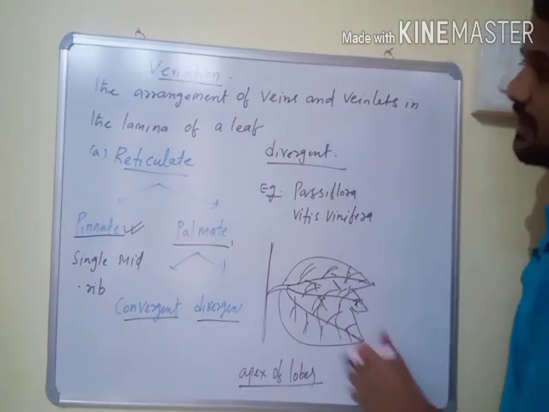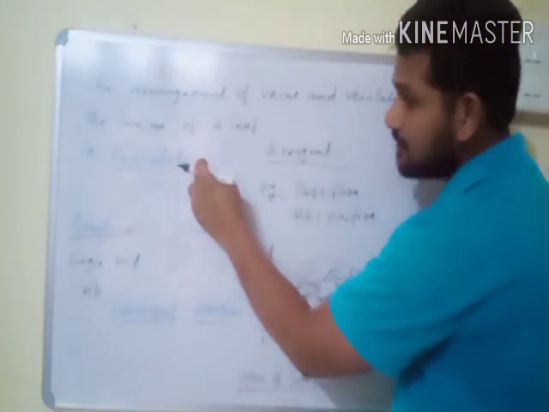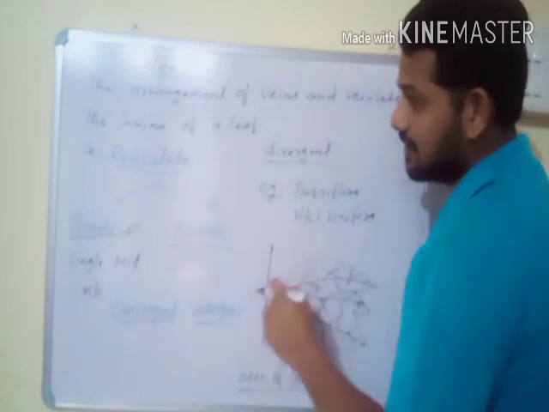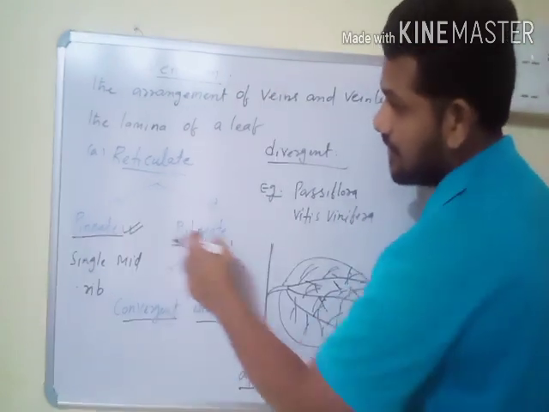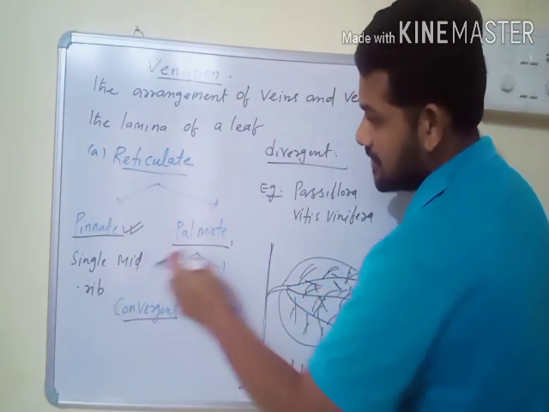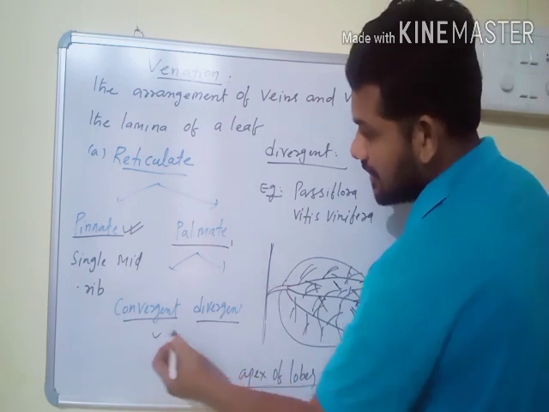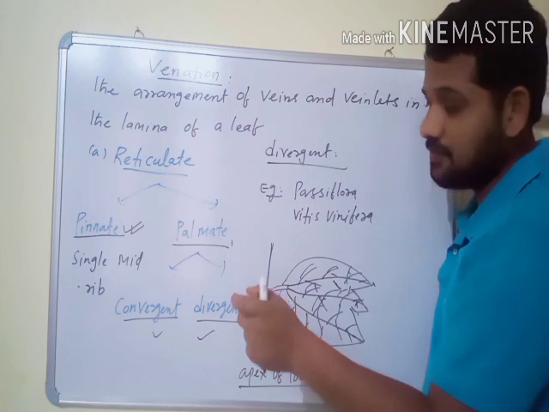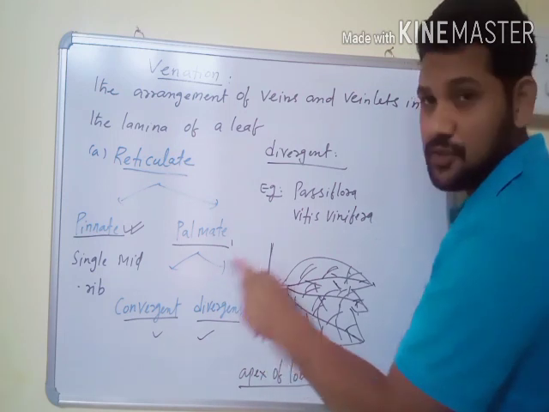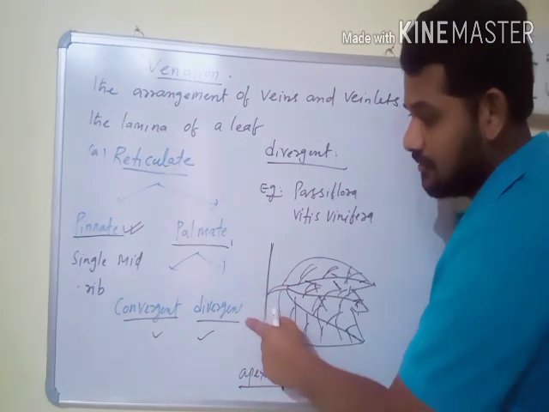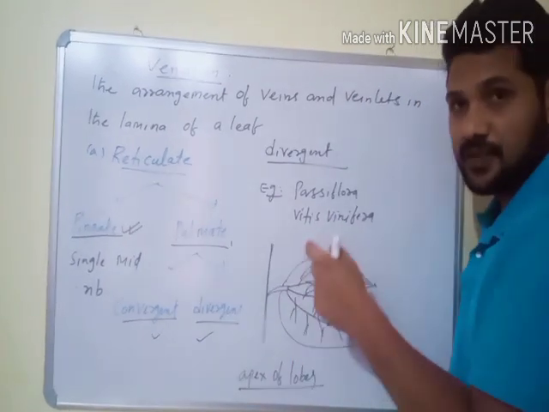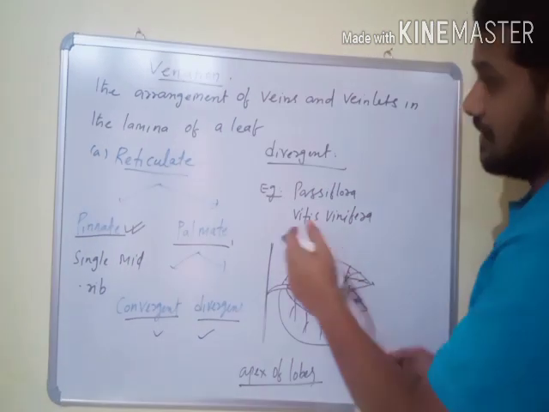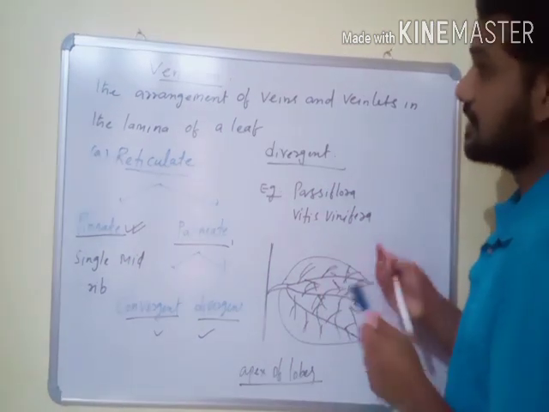So these are the different types of reticulate venation. Reticulate venation, presence of reticulum is characteristic, and again two types, pinnate and palmate. In pinnate, a single midrib is present. In palmate, many midribs. They are again convergent and divergent. In convergent, all midribs are fused at the apex, and they run from base to apex. Reticulum present. In divergent, all the midribs run from the base to the apex of the lobes. They produce reticulum, and have different examples. So this is the first type of venation.